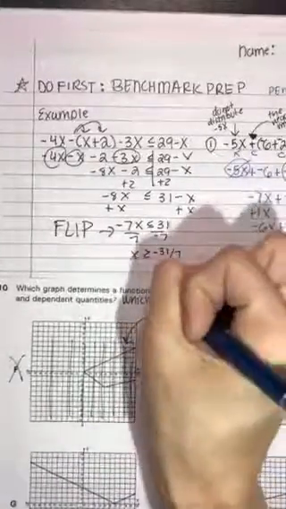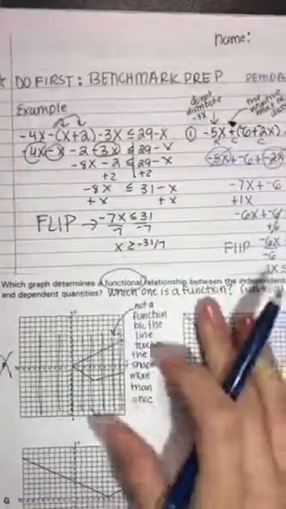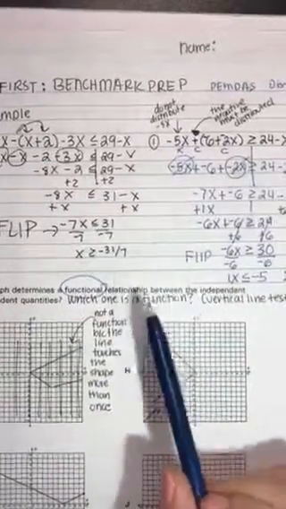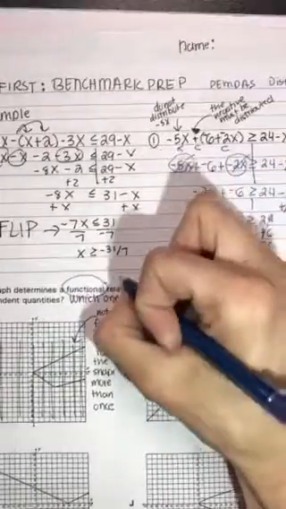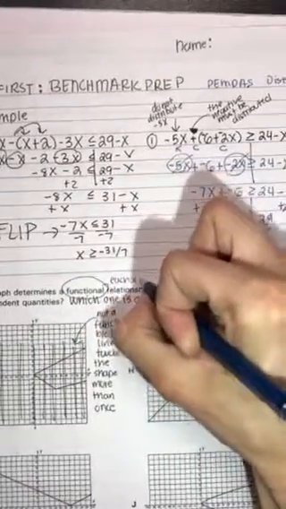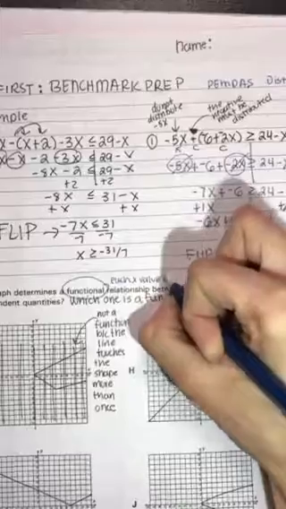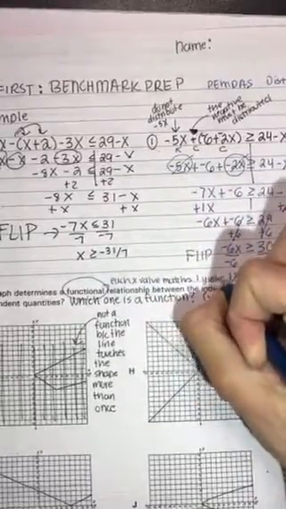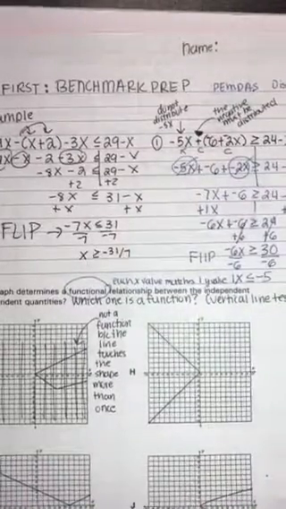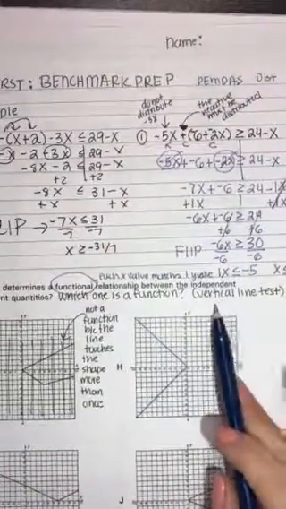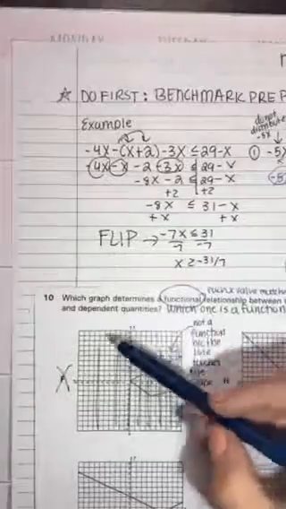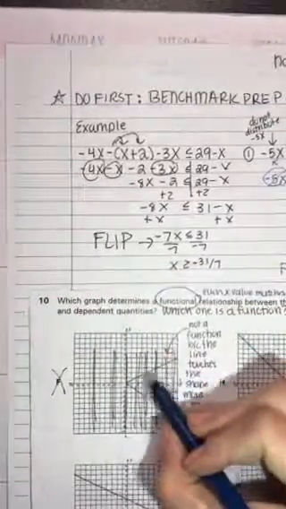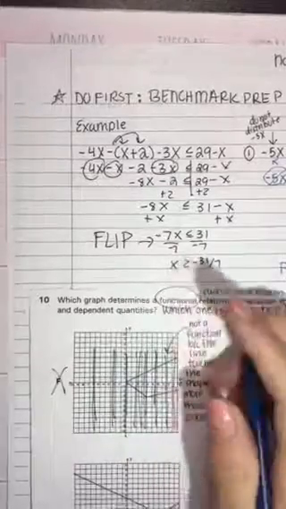Just notice it's asking which one is functional, which means which one is a function. This was when we learned each x value matches one y value, and the way we can tell that with graphs is the vertical line test. So we can draw lines through a graph, and as long as we only touch the shape once, it's a function.